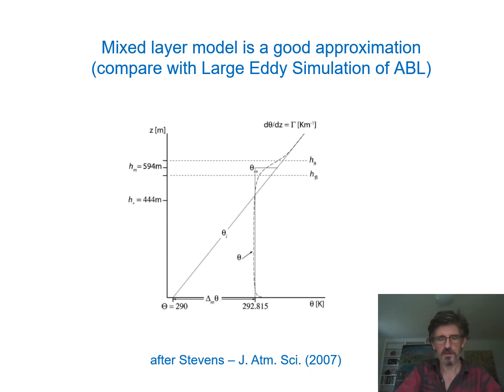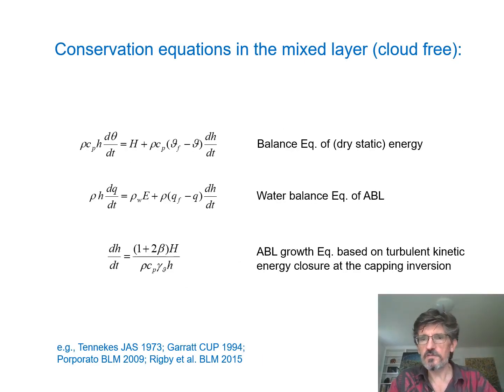So we are pretty sure that we are doing a decent approximation because of both measurements in the field and this type of simulations. With this approximation of the mixed layer for the ABL, we can write the conservation equations that govern its evolution. We assume that the boundary layer is cloud-free. We will think later of what happens when clouds form in a few slides.